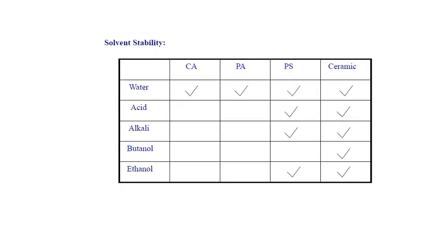Now the solvent stability. All four types of membranes, cellulose acetate, polyamide, polysulfone, and ceramic membranes, are stable with water. Basically, cellulose acetate and polyamide membranes are specifically used for reverse osmosis for water purification. Other membranes are used in different processes. Polysulfone membranes are also quite stable with all solvents, except butanol. Ceramic membranes are stable with acids, alkali solutions, butanol, and ethanol also. So these are quite stable membranes.